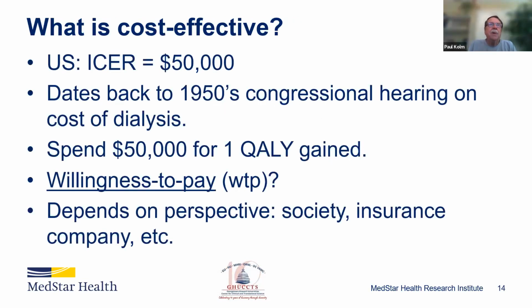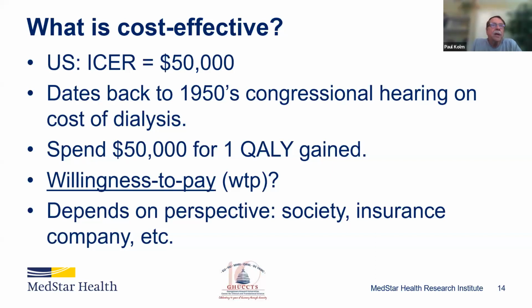And so what do we mean by cost effective? Well, in the US, the traditional standard for the incremental cost effectiveness ratio, or the ICER, as we call it, has been $50,000. And what does this mean? Well, that means that you're willing to spend $50,000 for, say, for example, one quality adjusted life year gained, or if you're just looking at life years gained, for one life year gained.